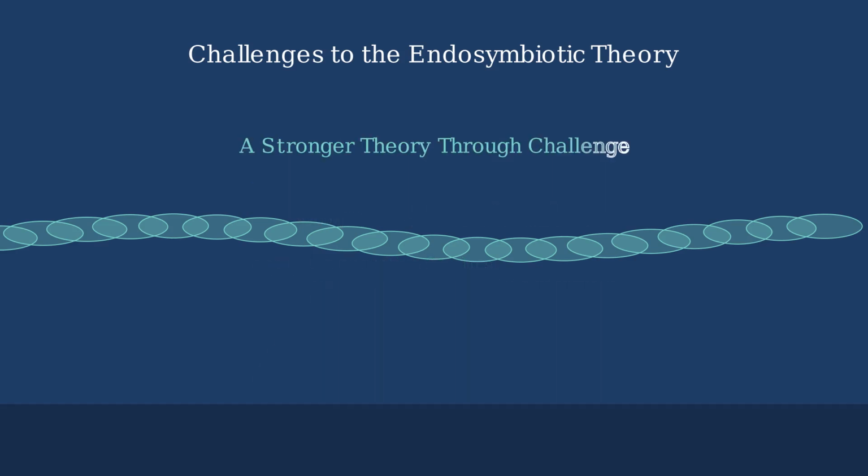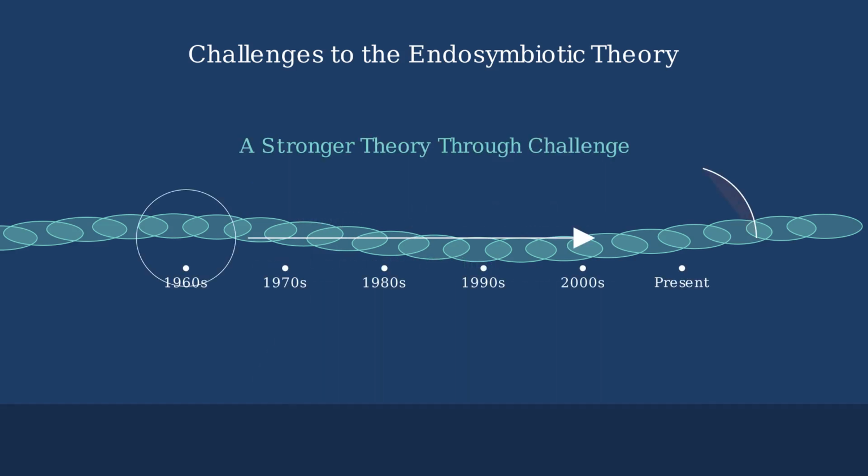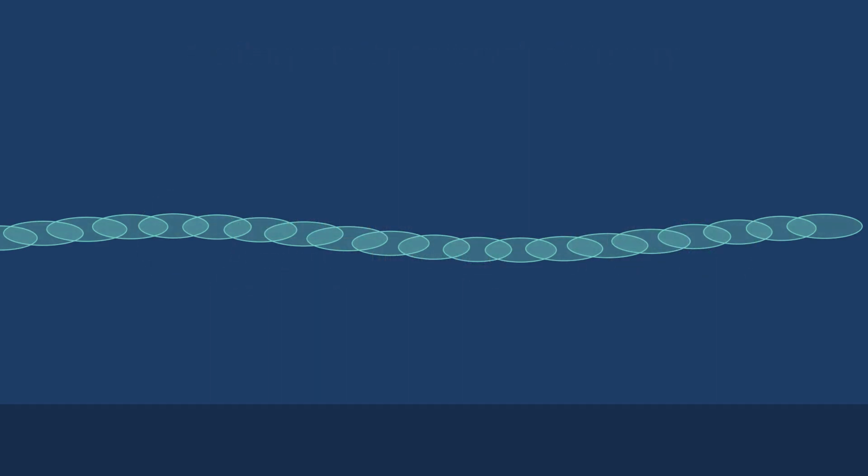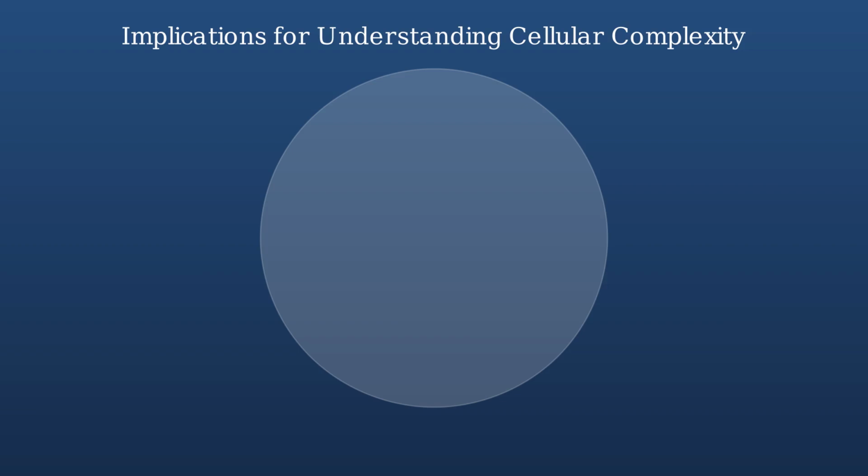Ultimately, these challenges have strengthened rather than weakened the endosymbiotic theory. As scientists addressed each criticism with more precise research, the theory evolved to include more detailed mechanisms. It now integrates with other evolutionary theories and has gained broader scientific acceptance through the incorporation of genomic evidence. By responding to challenges with rigorous research, scientists have transformed the endosymbiotic theory into a more robust explanation for the origin of eukaryotic cells. Endosymbiotic theory provides crucial insights into one of biology's most profound questions.